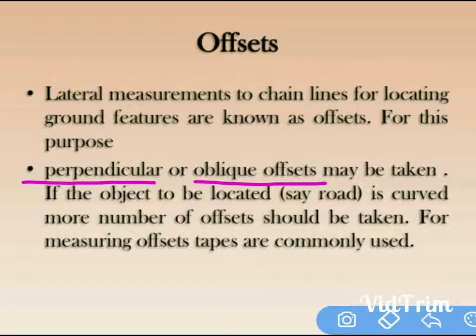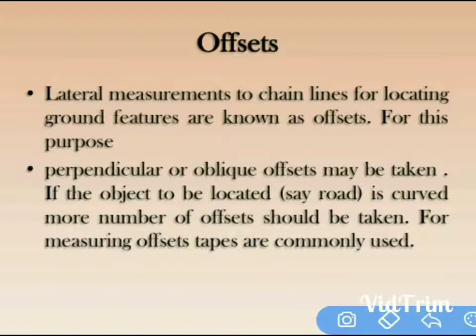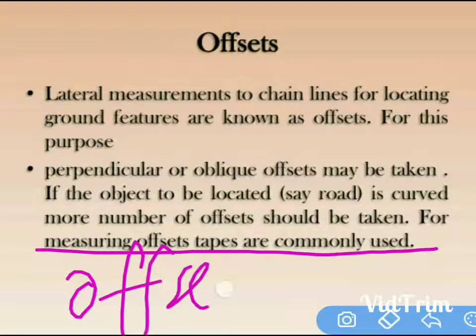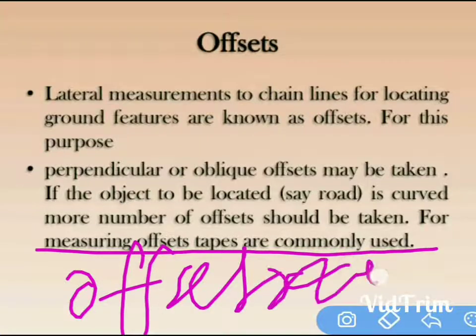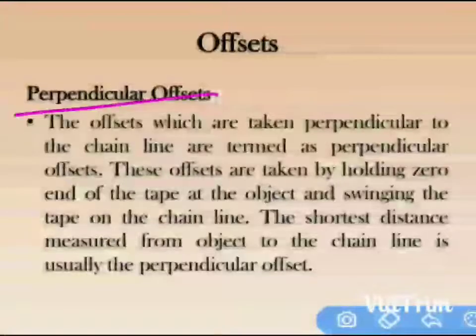Next, if the object is to be located, say a road is curved, then more offsets should be taken. For measuring offsets, tapes are commonly used. Otherwise we are using offset rods also. So perpendicular offsets we know.